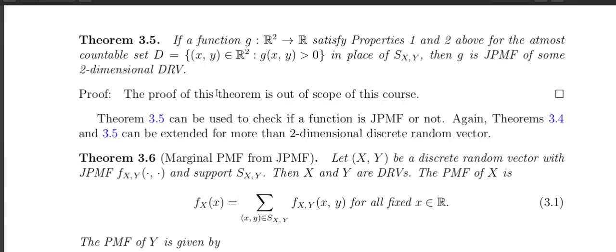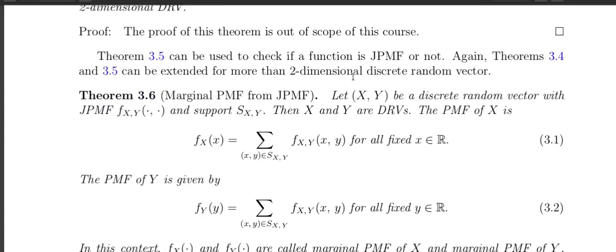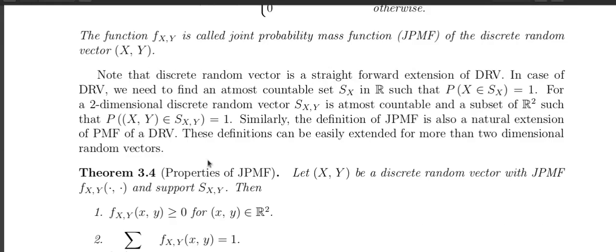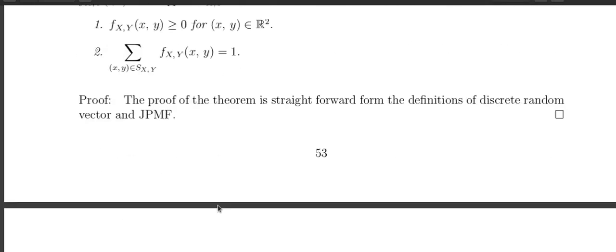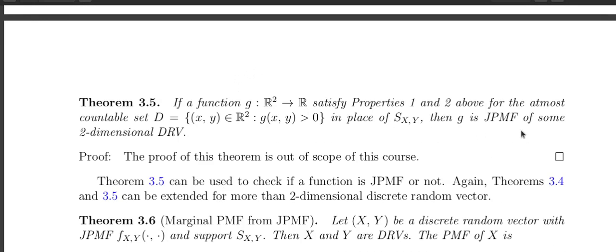Okay, the next theorem says that the opposite of the previous theorem is also true. So if g is a function from R square to R satisfying properties 1 and 2 above, that basically means it satisfies these two conditions: g(x,y) is greater than or equal to 0 for all (x,y) belonging to R square, and the summation of g(x,y) equals 1 over an at most countable set D which is a subset of R square. Then this function g is a joint PMF of some two-dimensional random vector.